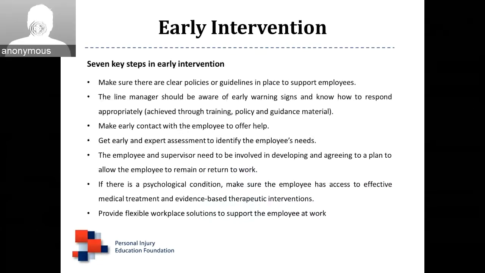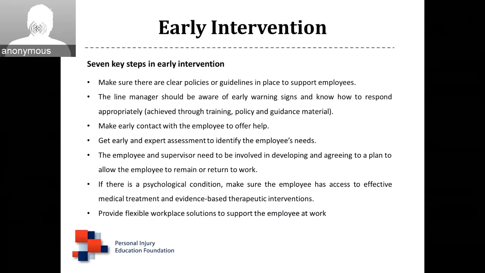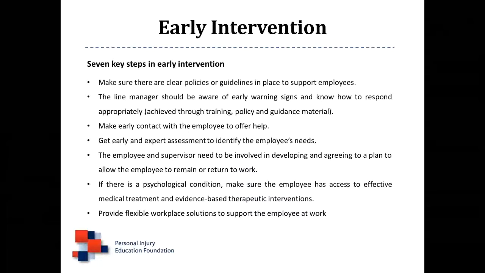So what are the 7 key steps in early intervention? So making sure that there are clear policies or guidelines in place to support employees that show early warning signs of not coping at work. So this support should be provided regardless of whether the employee has submitted a claim or you haven't accepted one. Also, the line managers should be aware of early warning signs and how to respond appropriately. So this can be achieved through training, policy and guidance materials.